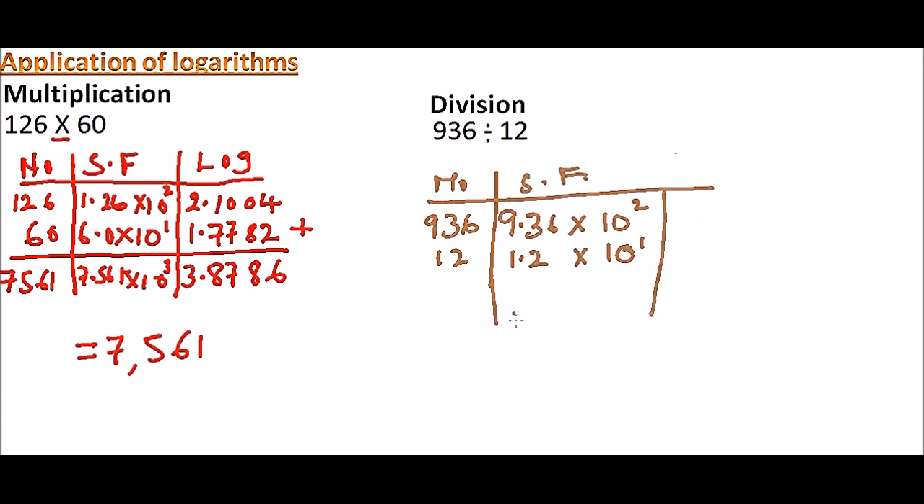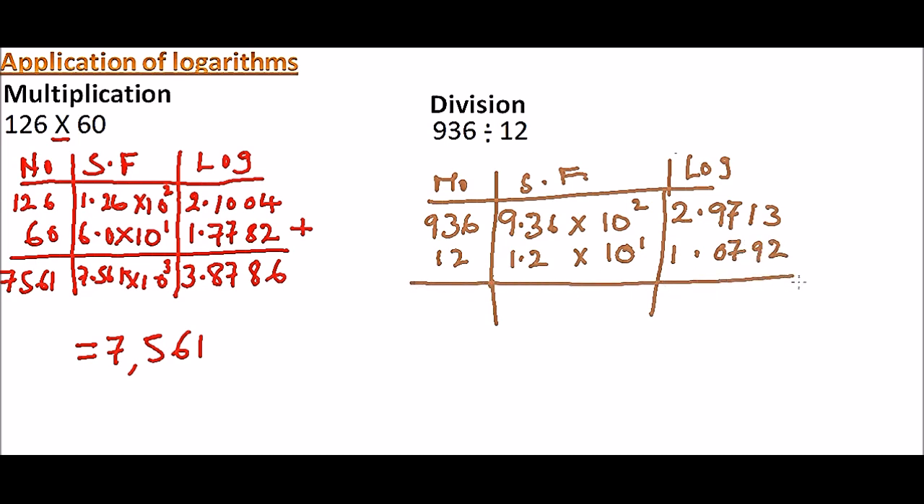So we now have the logarithm. Here we have the column for logarithm. Logarithm of 10 to power 2 is 2. Logarithm of 936 is 0.97, so we have 7, 1, 3. Logarithm of 10 to power 1 is 1. Logarithm of 1.2 is 0.0792. So we put a line there.